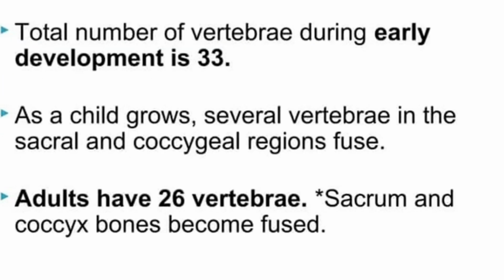The total number of vertebrae during early development is 33. As a child grows, these vertebrae fuse. So which vertebrae fuse? That are the sacral and coccygeal regions. These bones fuse, so adults have 26 vertebrae.